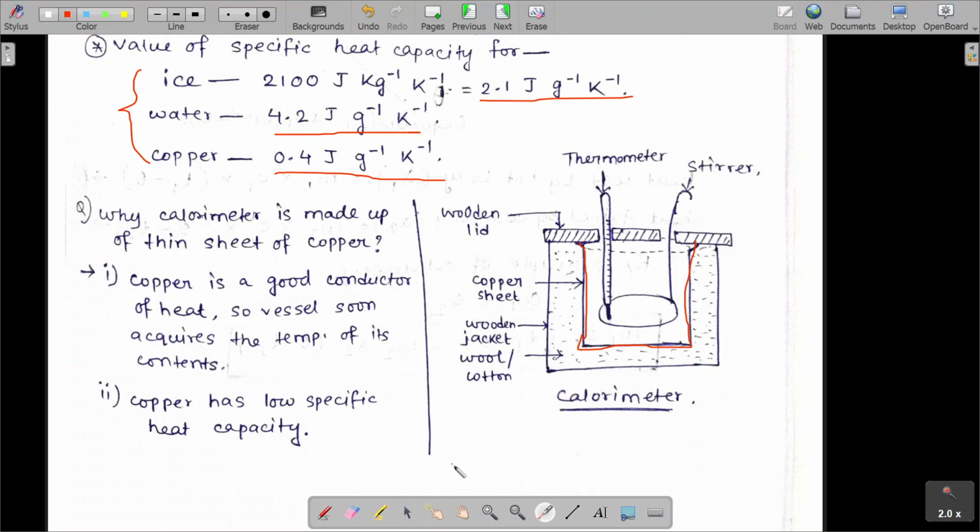Now we have to take the thermometer, and there is a stirrer, and this is the whole structure of the calorimeter. And there is a question of why the calorimeter is made up of a thin sheet of copper. Because copper is a very good conductor of heat, so the cell will soon acquire the temperature of its contents, and copper has low heat capacity. Understood? Copper has low heat capacity.